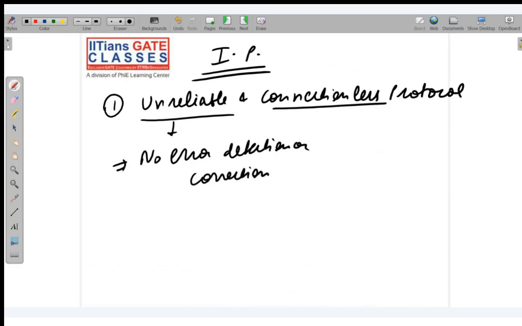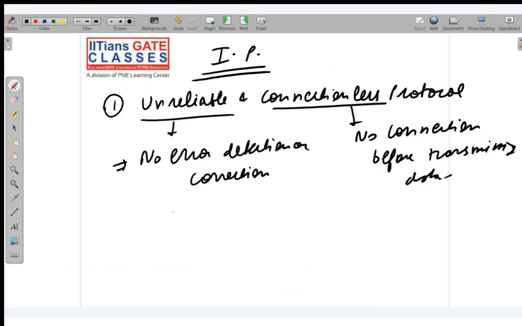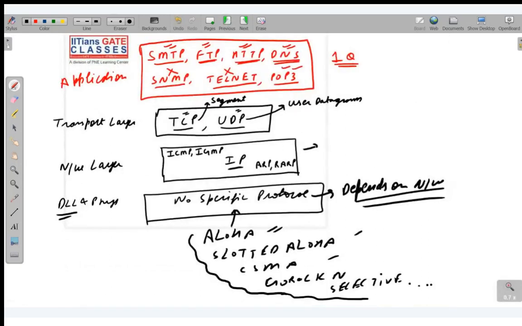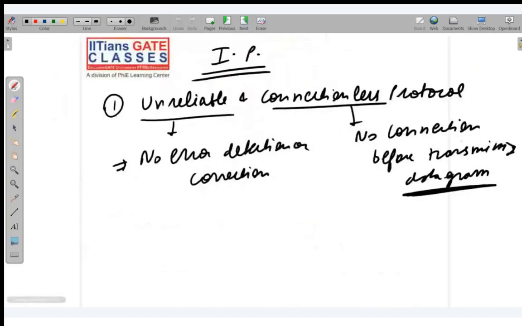Connectionless means there is no connection established before transmitting data. Directly you will transfer, simply transmit it. At the IP network layer, the name of the packet was datagram, so I will say no connection before transmitting the datagram. Let me write that in the previous slide also: at the network layer, the packet is known as datagram, and at the data link layer, the packet is known as frame. You should know this terminology very properly.